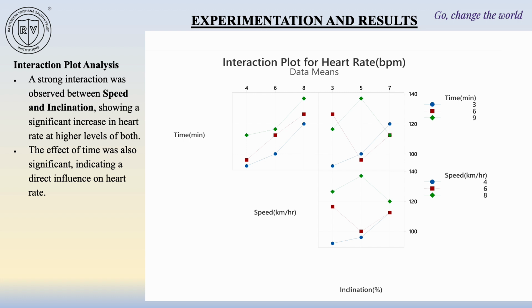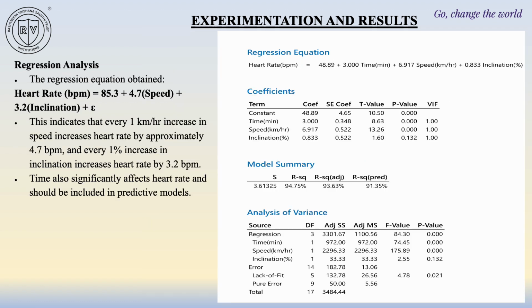Next we shall discuss the regression analysis. This is the regression equation I have obtained from this. Here we have obtained an R squared value of 91.35%, which is slightly lesser than the 93.95% we obtained from the general linear model. But still, this suggests that the model is very good.